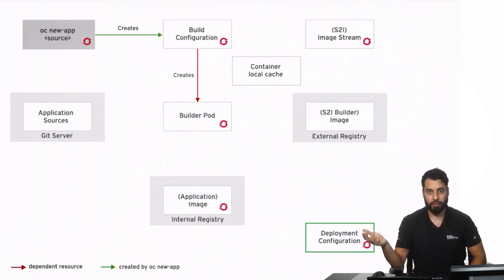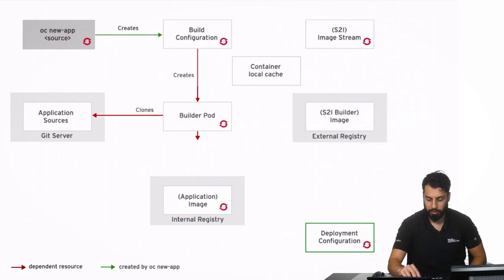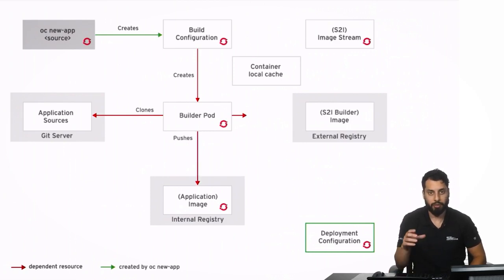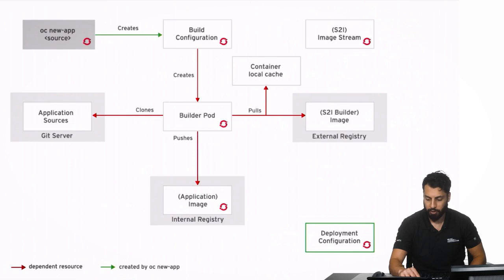A builder pod is going to spin up, and what the builder pod is going to do is clone that source code from the Git server. Then it's going to create an image based on that source code and push it into the internal registry and the external registry. And it'll also pull down from the local cache any images that we would need to use in order to make our image.